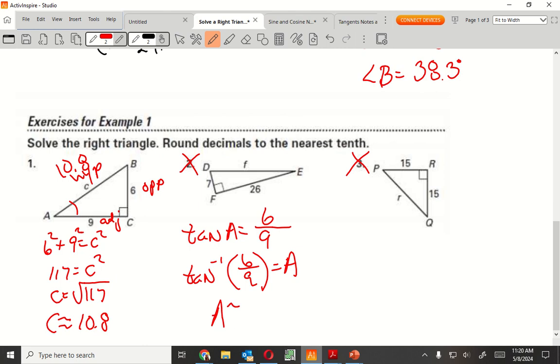A. Since A is going to be 33.7, B is the cofunction of that. So for the cofunction, I'm going to subtract that from 90, right? I've got to get B. B is 56.3. There we go.